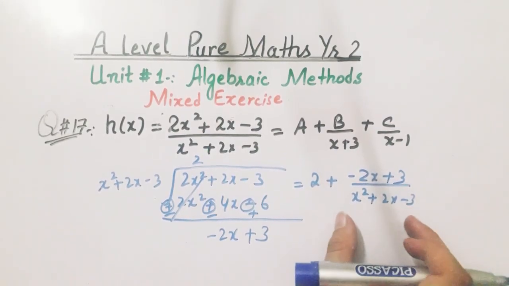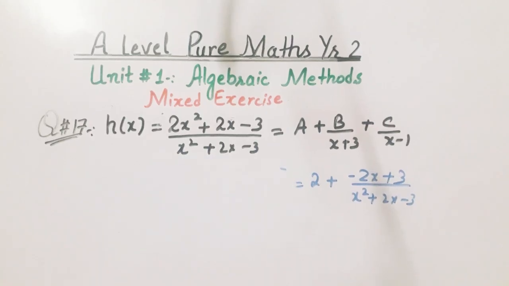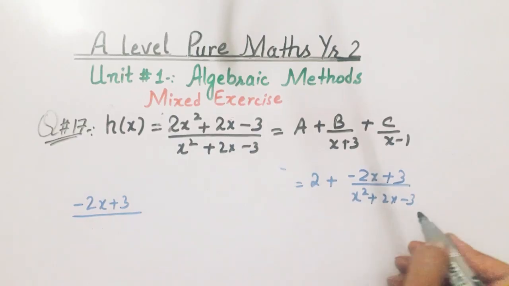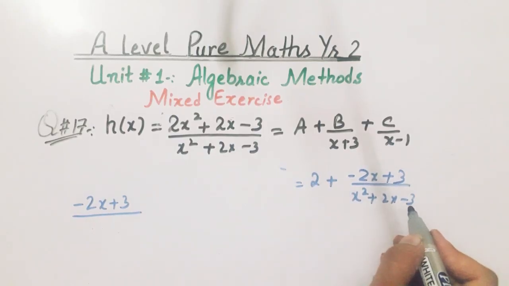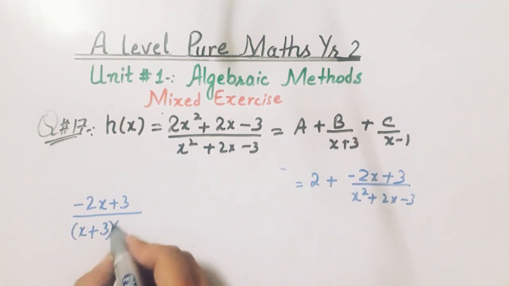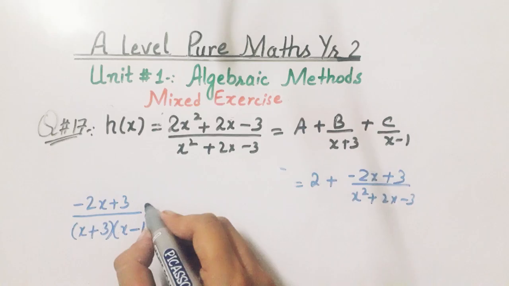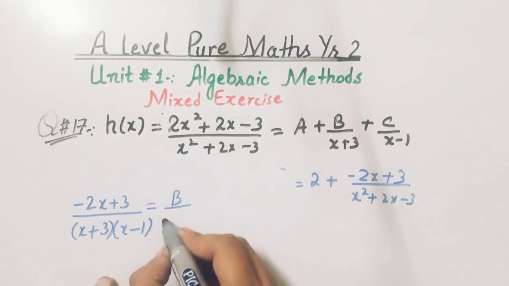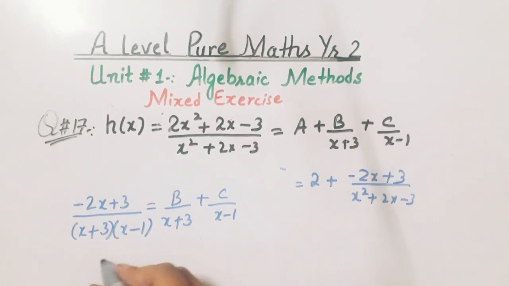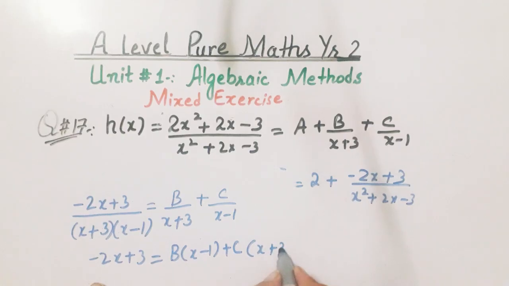Now we will make the partial fractions of this. So minus 2x plus 3 divided by, here we can make the factors of 3 such that when subtracted they give 2. So x plus 3 and x minus 1. Then write this as b over x plus 3 and c over x minus 1. Now take the LCM. Minus 2x plus 3 equals b into x minus 1 plus c into x plus 3.